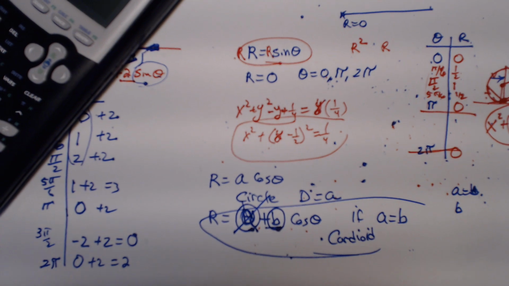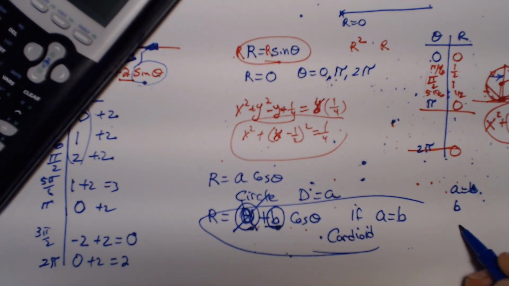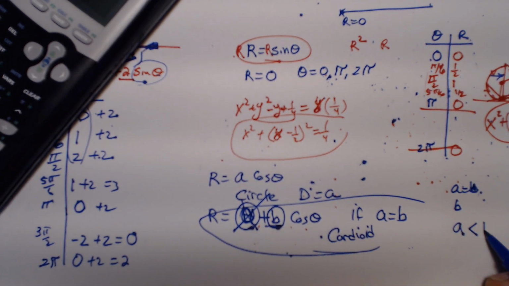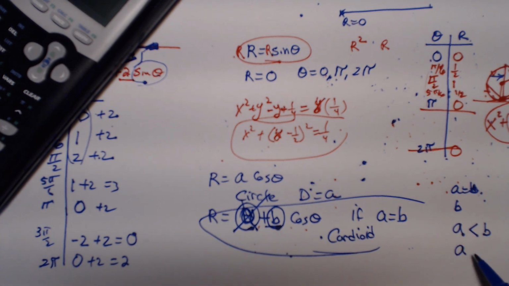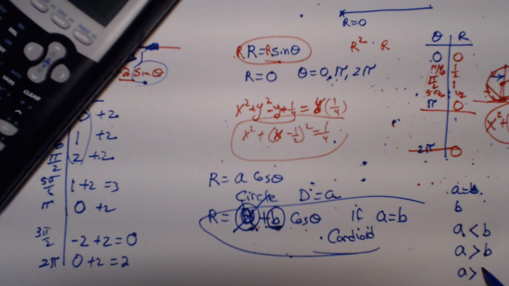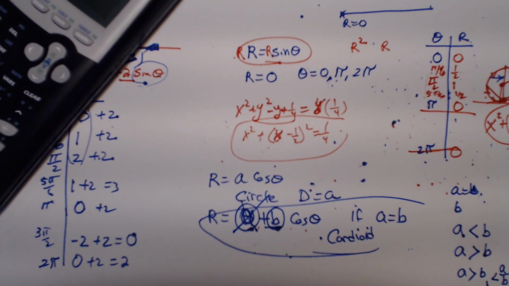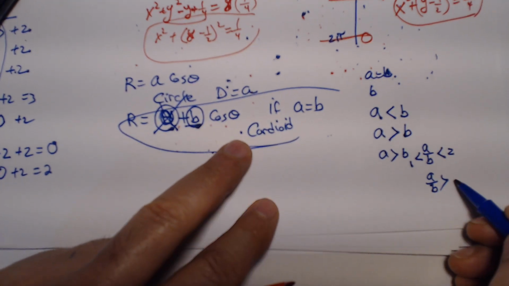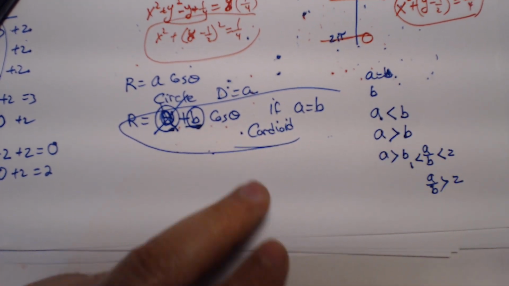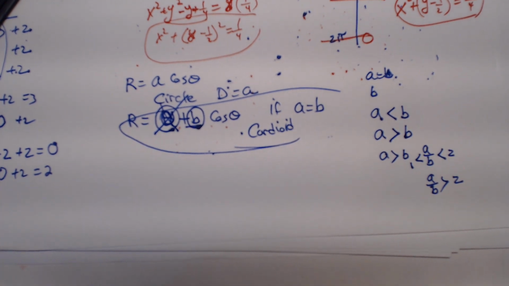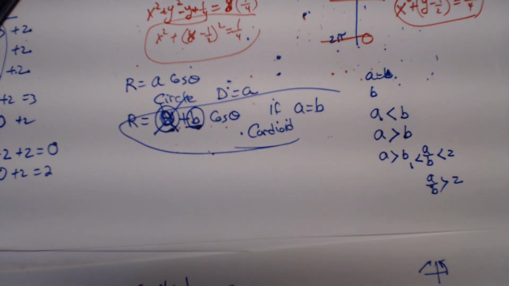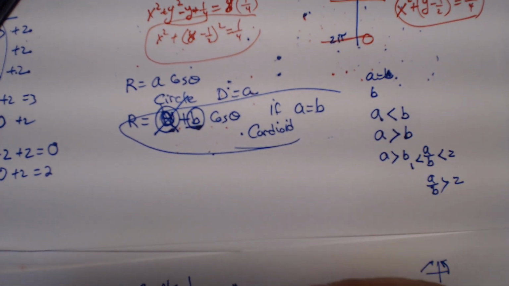Next video, I'm going to say what happens if A is less than B. What happens if A is greater than B? But when A is greater than B, what happens if the ratio is between 2 and a 1? And what happens when the ratio is greater than 2? All of them are going to have different types of graphs, and you need to know these for either in Cal 3 or finding the area of polar graph.